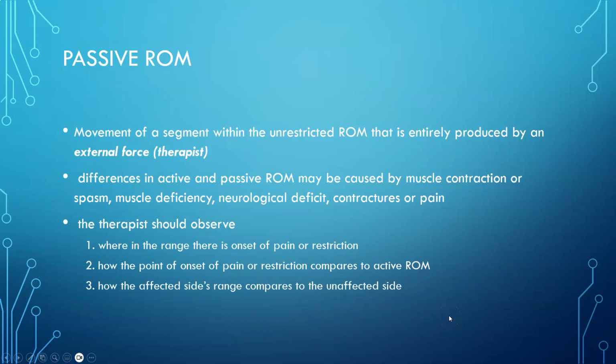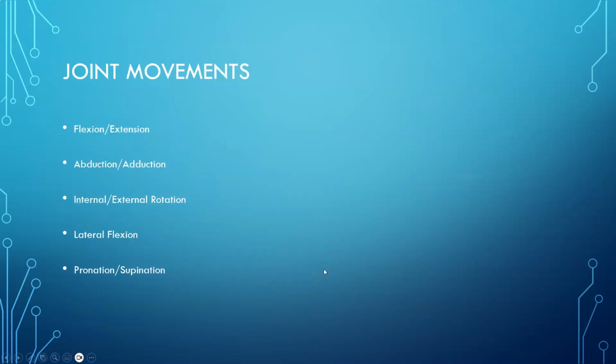Number three, how the affected side's range compares to the unaffected. So when we do active and passive on the good side, again, they came in with a right shoulder problem, and you're testing the left because you know it's normal. How does the right compare to the unaffected left side? And that helps build something for us to work on.